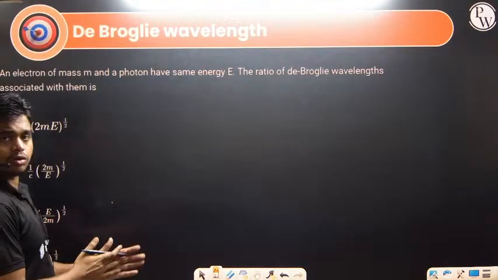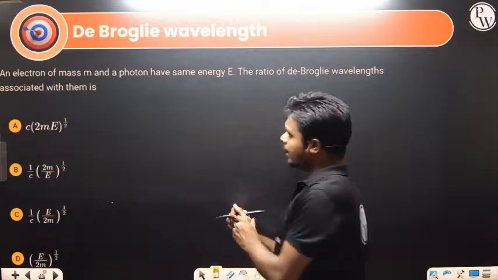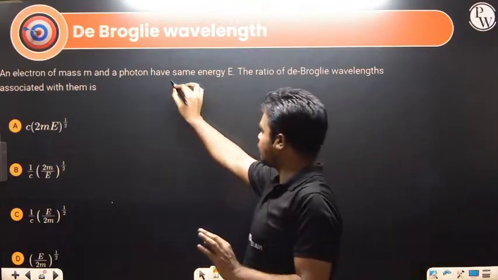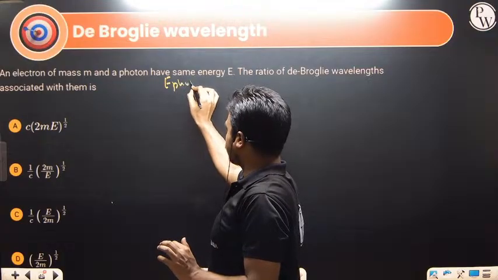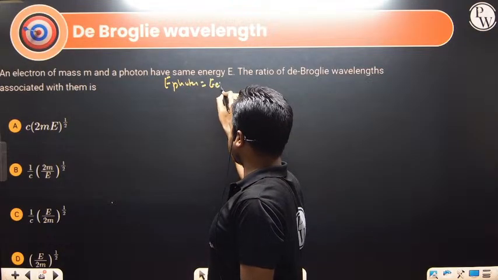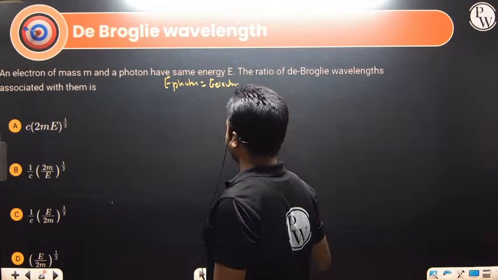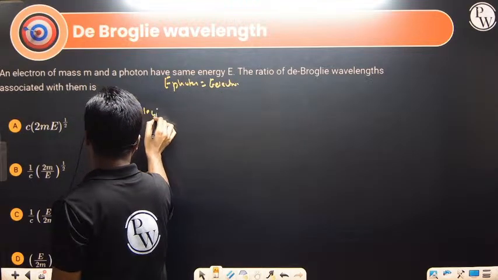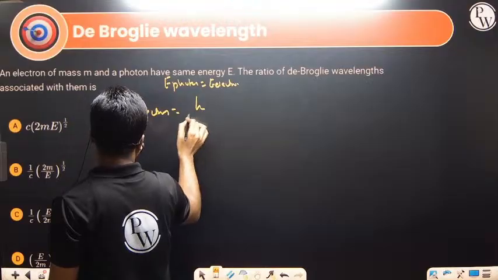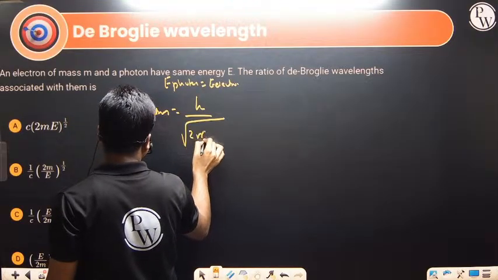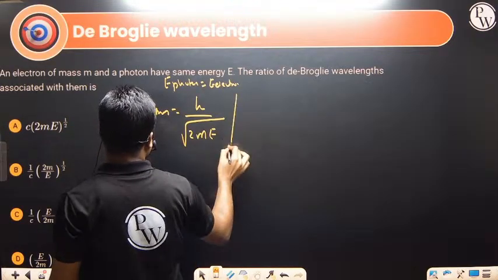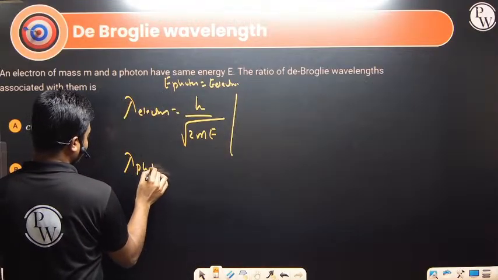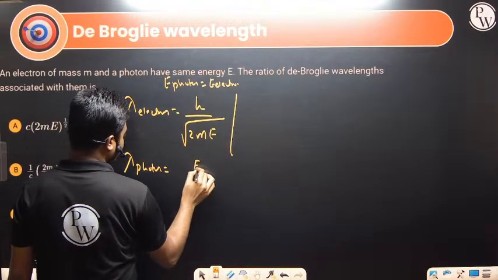So let's solve this particular question, the last question of this. Electron of mass m and photon have energy E. Both have the same energy, that is, energy of the photon is equal to energy of the electron. The ratio of the de Broglie wavelengths associated with them, lambda of electron to lambda of photon. What is lambda of electrons? h divided by under root 2m into energy. And what is lambda of the photon? That is energy divided by c.